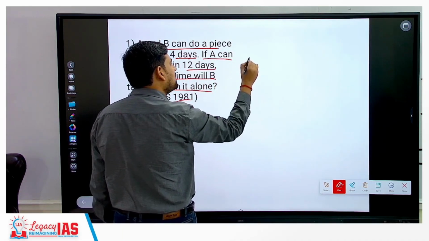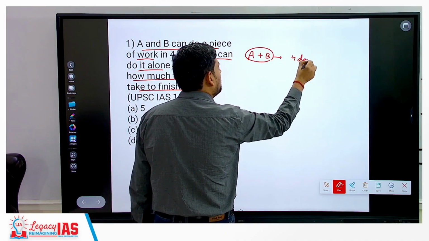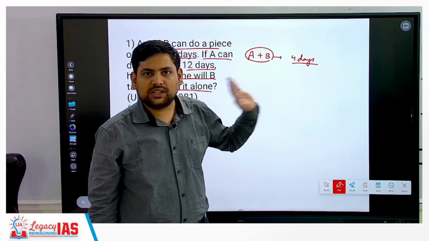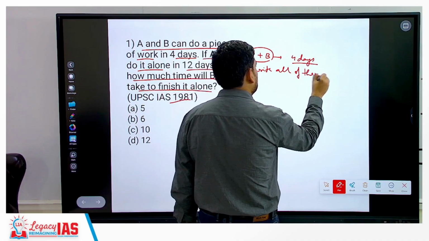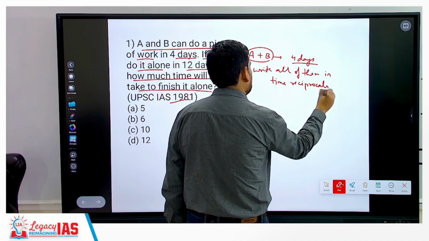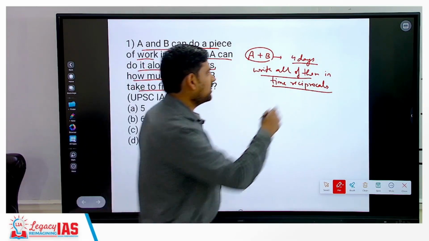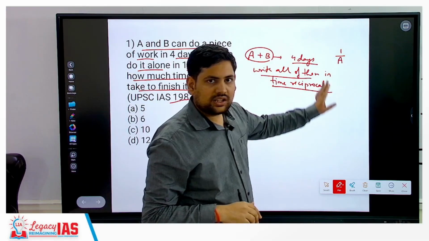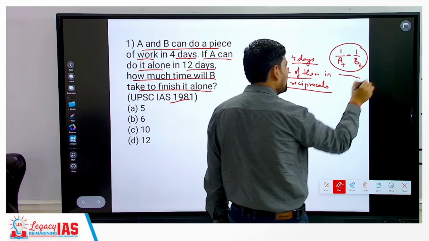If any combination is given, let's say A plus B is taking 4 days, just write all of them in time reciprocals. See how this works. So I say that A will take 1 by A, whatever is the time taken by A, I'll write it like this, plus 1 by the time taken by B. Like this I'll write all of them.